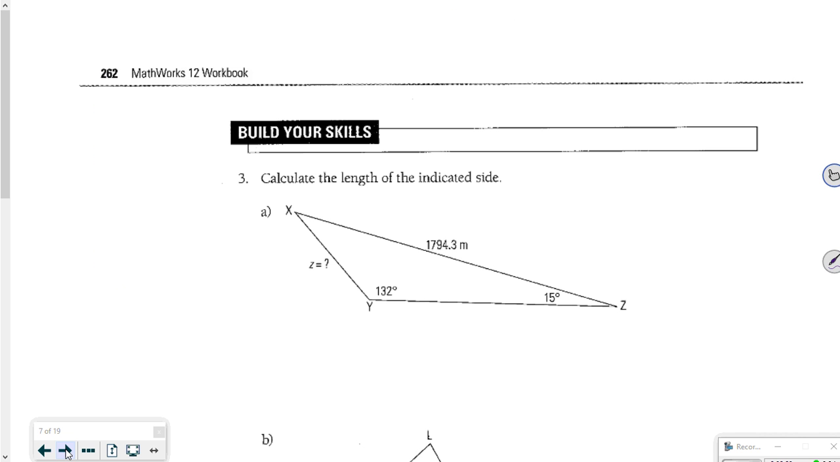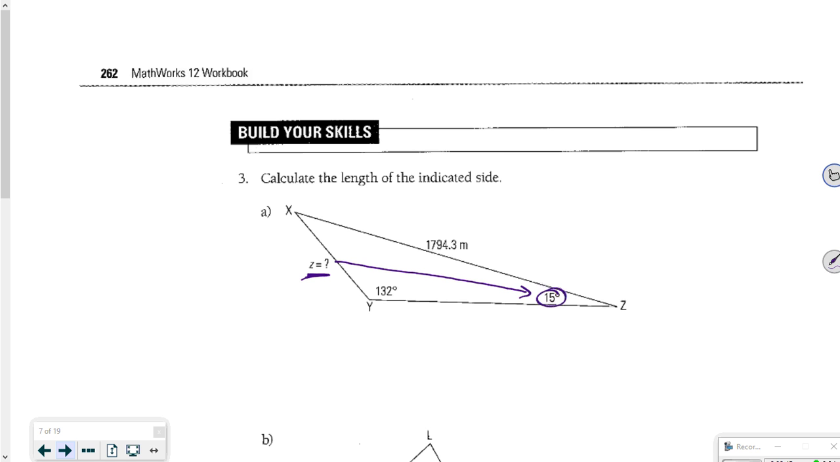Okay, so we'll do some practice questions. So it says calculate the length of the indicated side. In this case, the indicated side is this one over here. Z equals question mark. So in order to figure out if we can use our sine law, we have to have an angle and a side that are across from each other that we know both parts, and we have to know the angle across from Z. So the first thing I want to look for is, do I know the angle across from Z? In this case, I do.